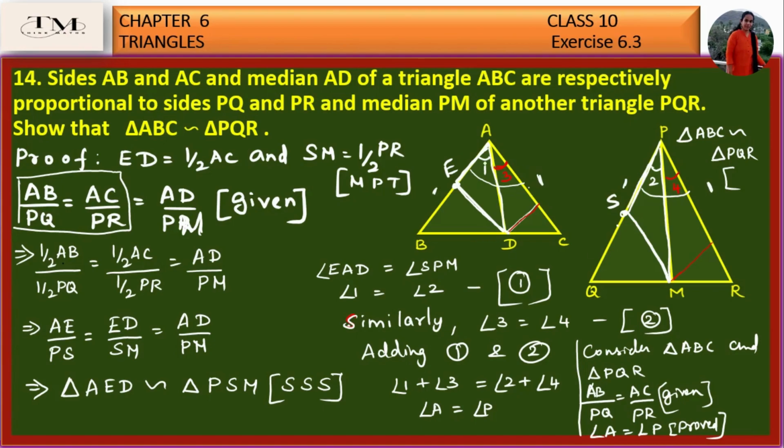So what is the angle between them? Angle A equal to angle P. So then we have, by side angle side property, these two triangles are similar.